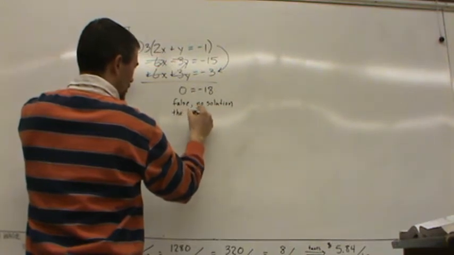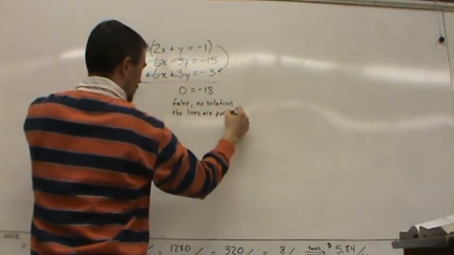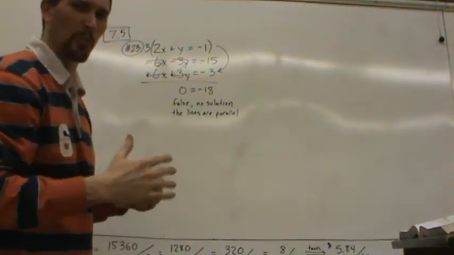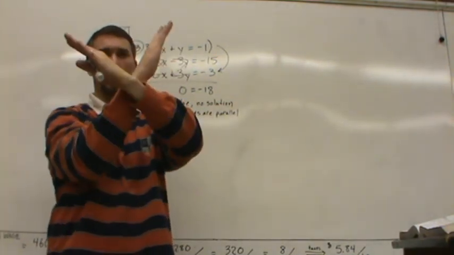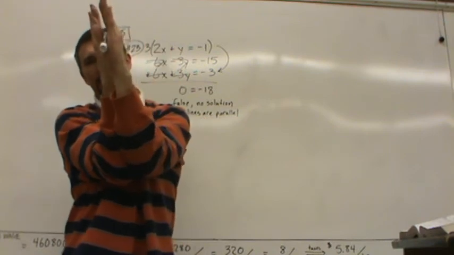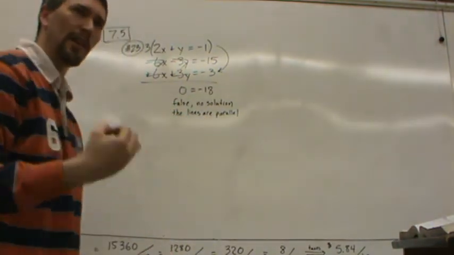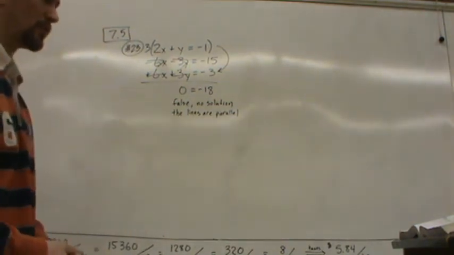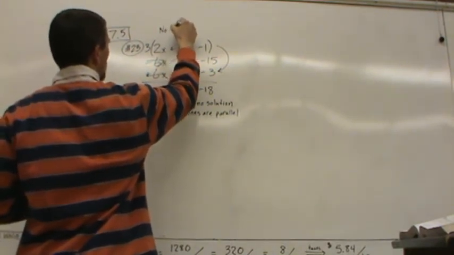The lines are parallel, because that's the only case where you would have two lines and they don't have a point of intersection, is when they're parallel. Because either they cross, or they're parallel, or they're actually the same line. And in the case of them being the same line, you would find infinitely many solutions. And we'll look at what one of those looks like in a moment. So this is a case for no solution.